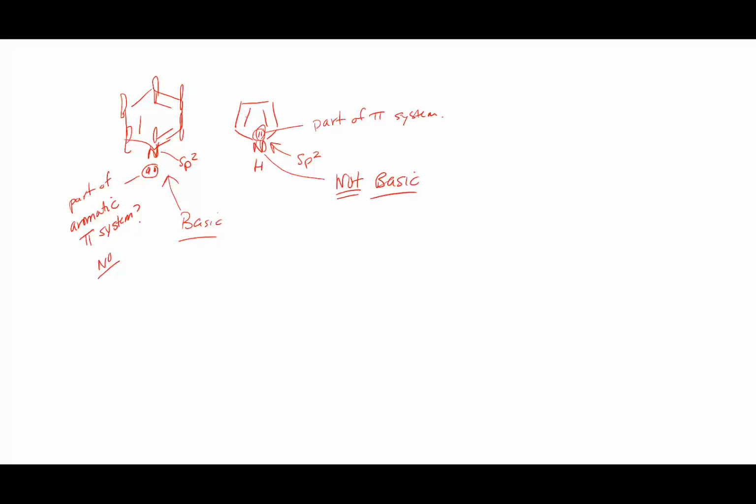So basic and non-basic go with the question of whether the molecule is aromatic or not aromatic, but now we're drilling a little bit deeper into this, saying, okay, specifically for a nitrogen or for an oxygen, is there a lone pair of electrons that is not part of the pi system? If the answer is yes, that can bond an H+.